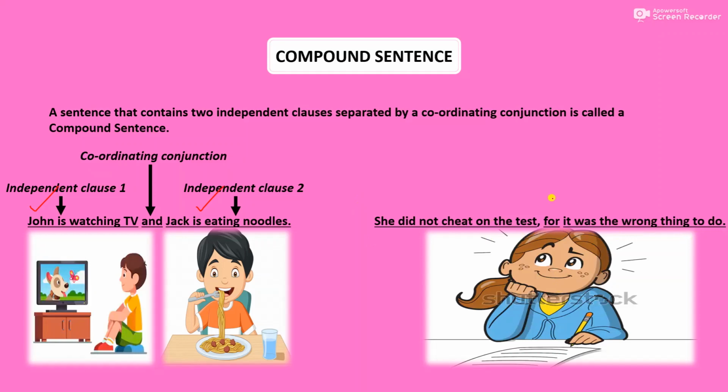Again, the second example here, she did not cheat on the test for it was the wrong thing to do. So here again we have independent clause number 1, that is, she did not cheat on the test. This sentence is giving us a complete meaning. The second half, it was the wrong thing to do, again, this is your independent clause number 2 because this sentence is also a meaningful sentence. Now, these two meaningful sentences have been joined by using a coordinating conjunction, that is for. So, this sentence again is a compound sentence. So, always remember, when you say compound sentence, there will be two meaningful sentences which would be joined by the use of a coordinating conjunction.